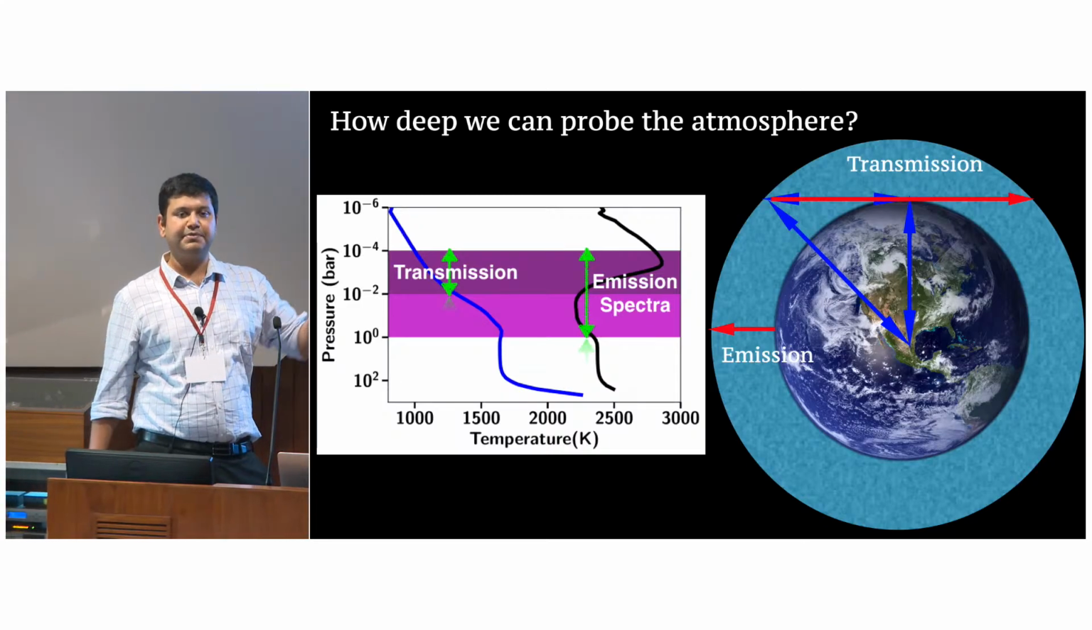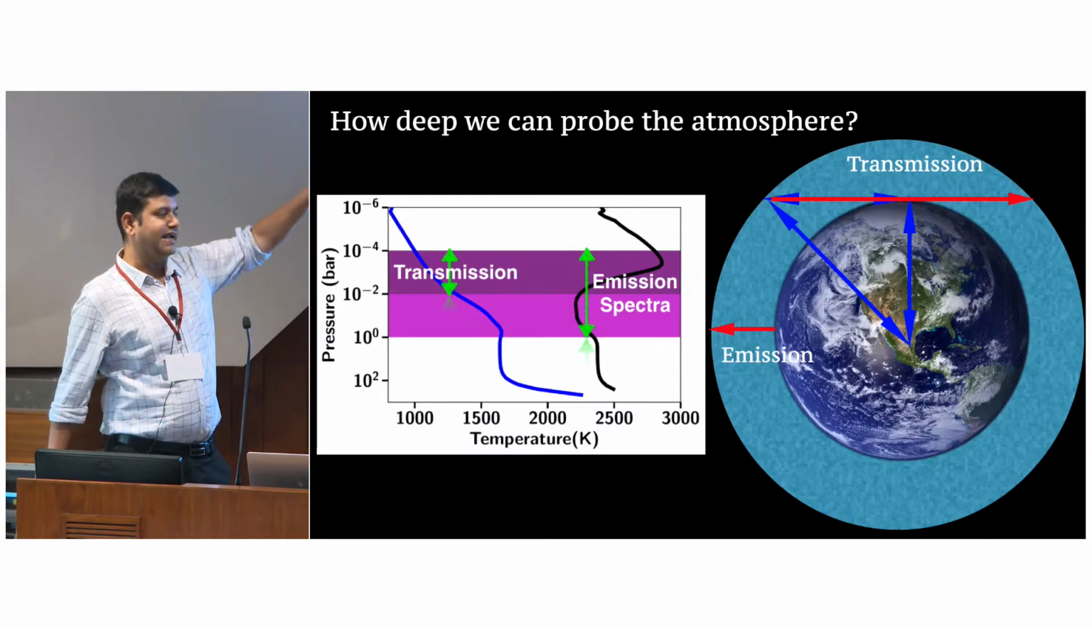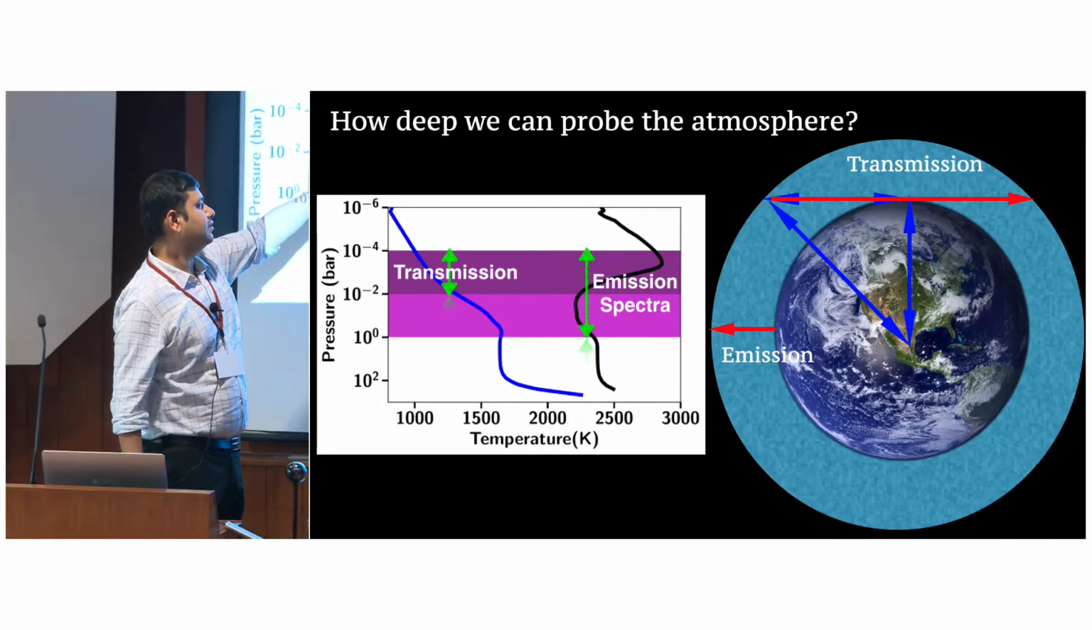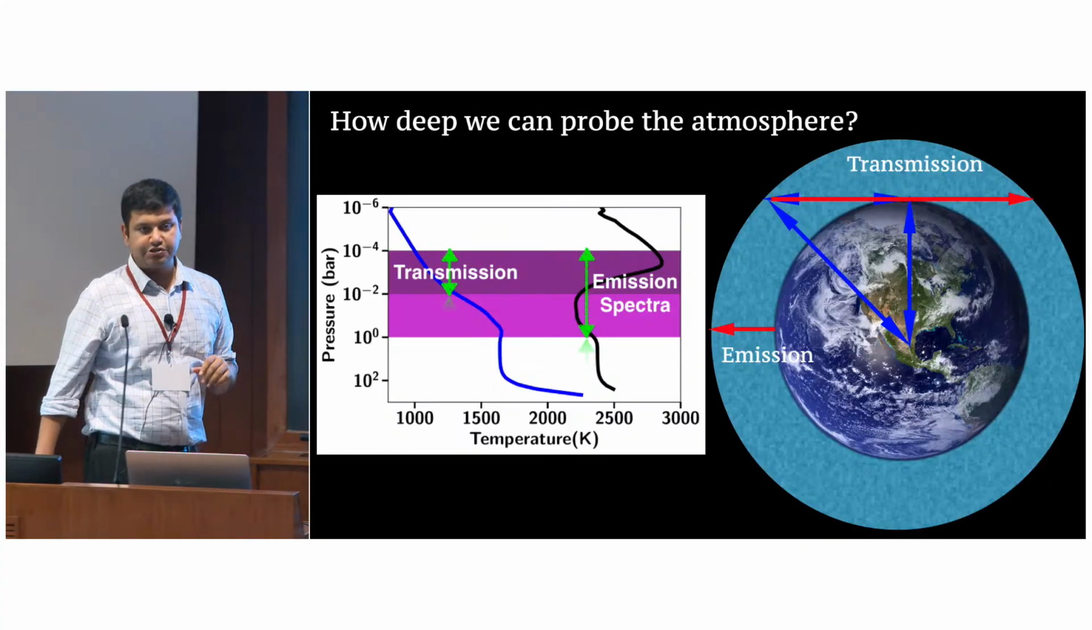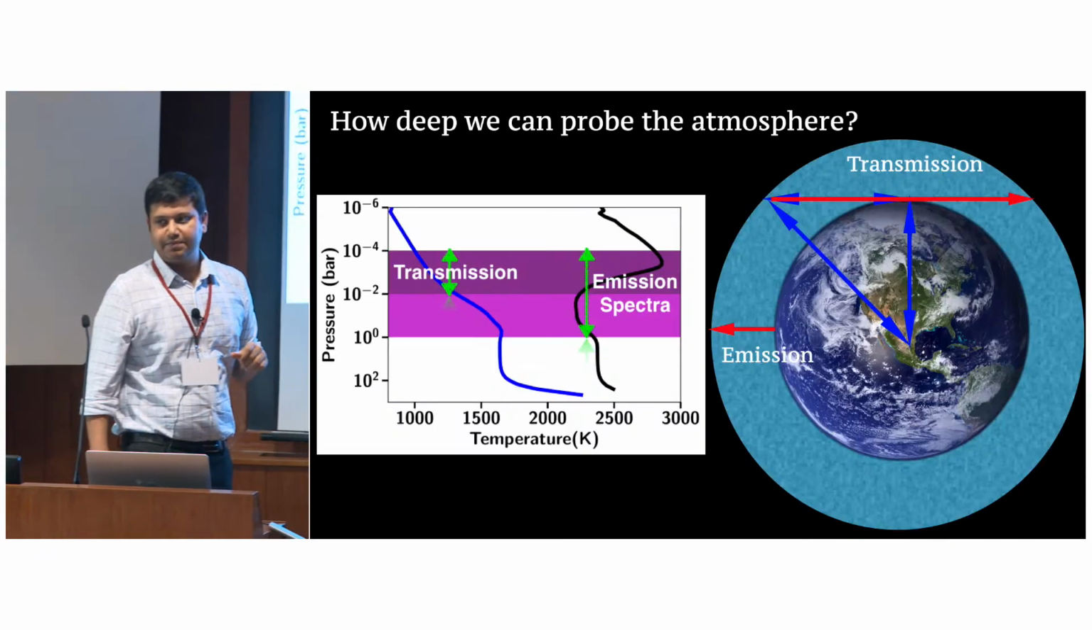So the same concept we are now applying for exoplanets. Like we have a telescope that is far away. Using a secondary eclipse technique, we are measuring the emission spectra, and from that we can get the pressure, temperature, structure, and composition of the planet.